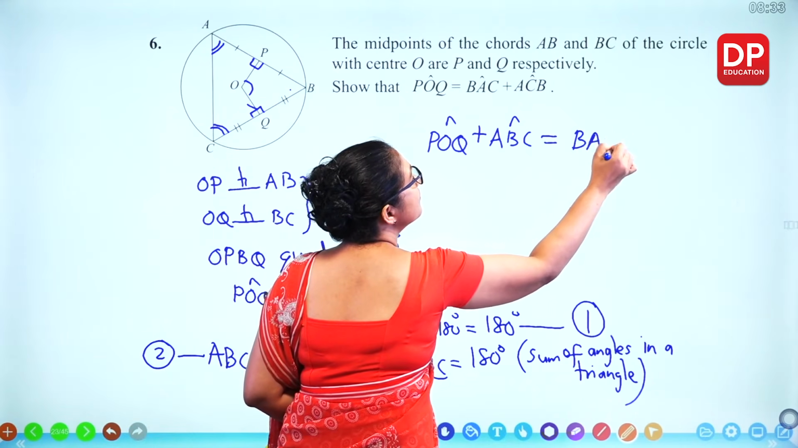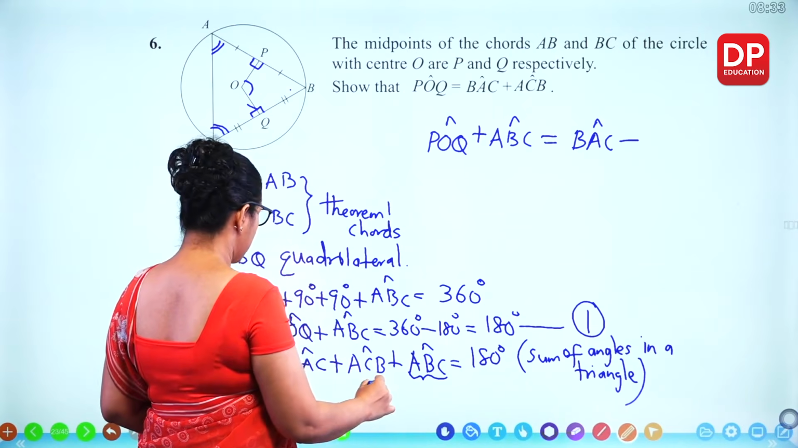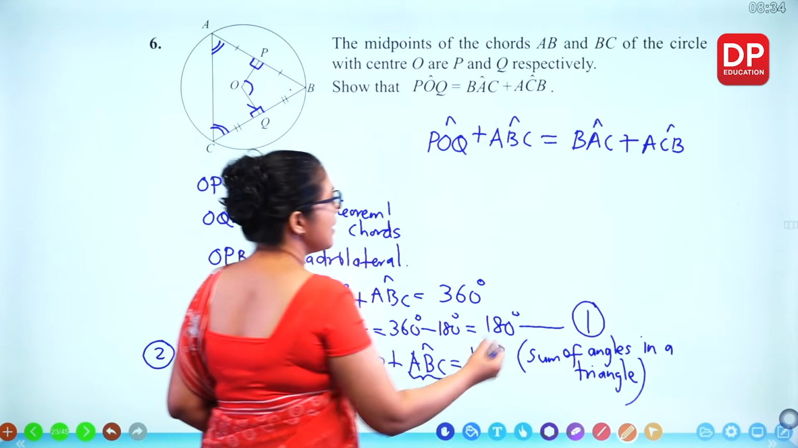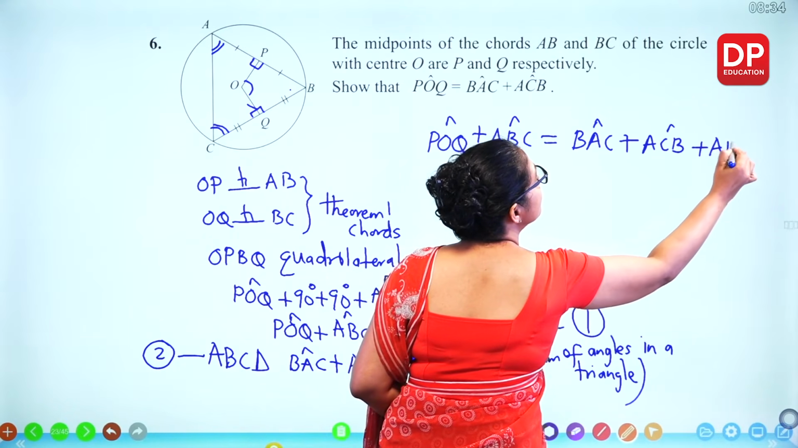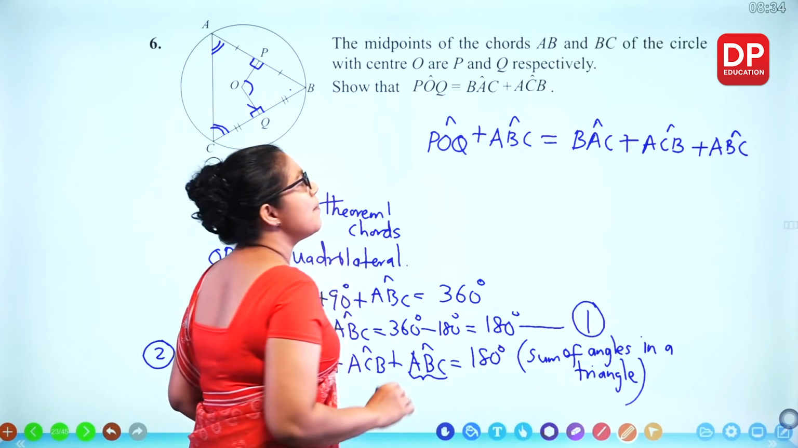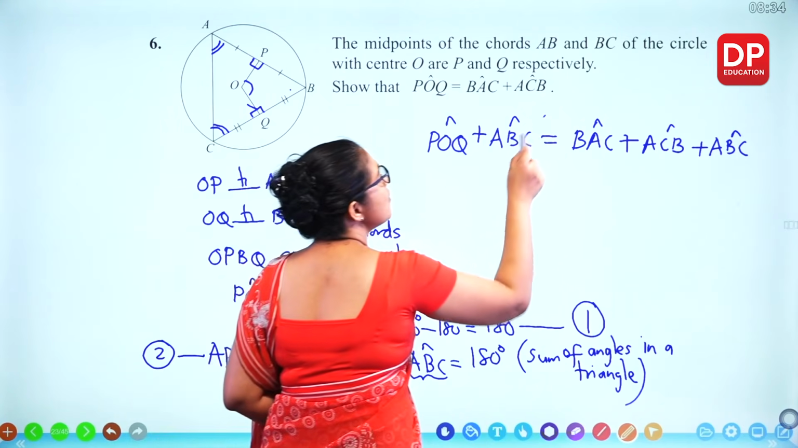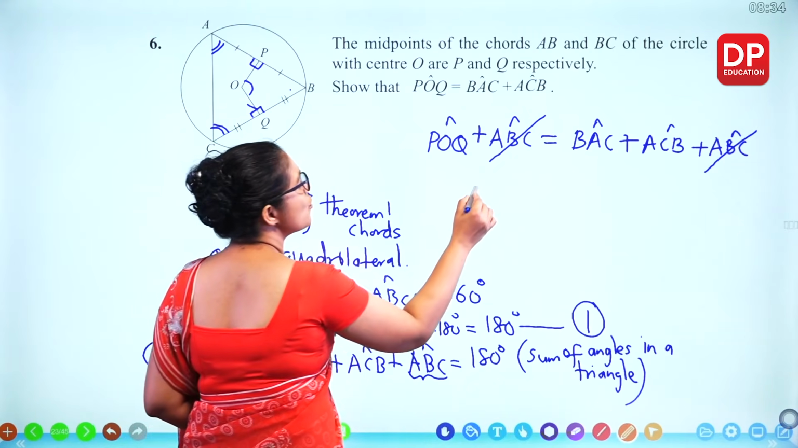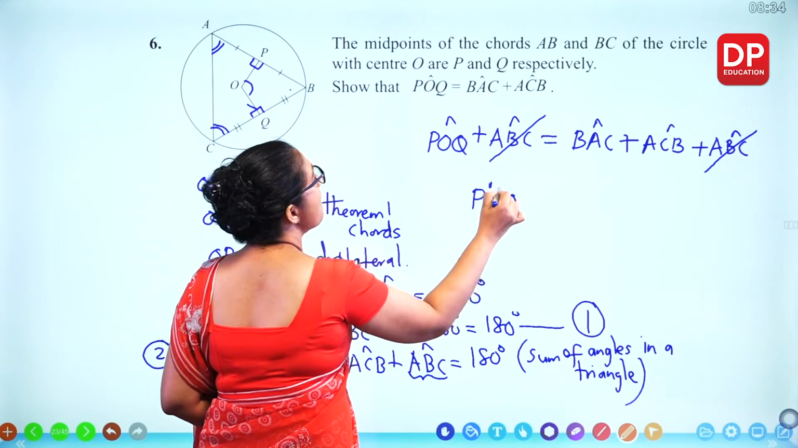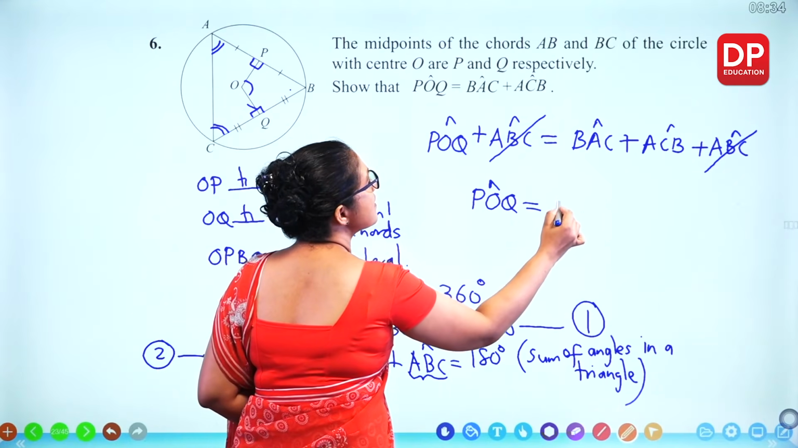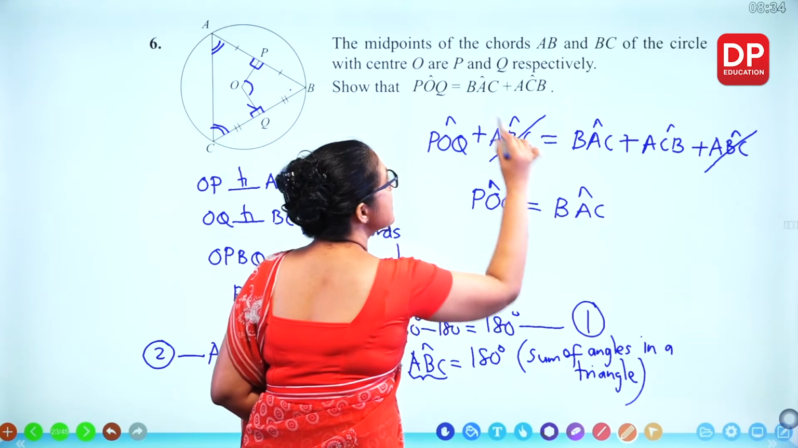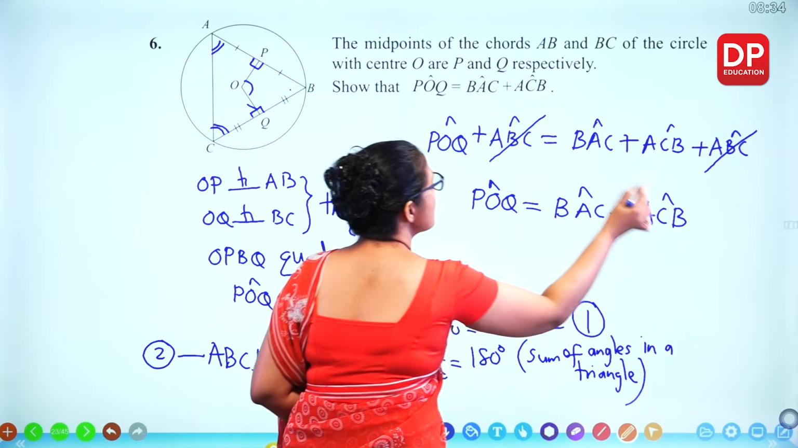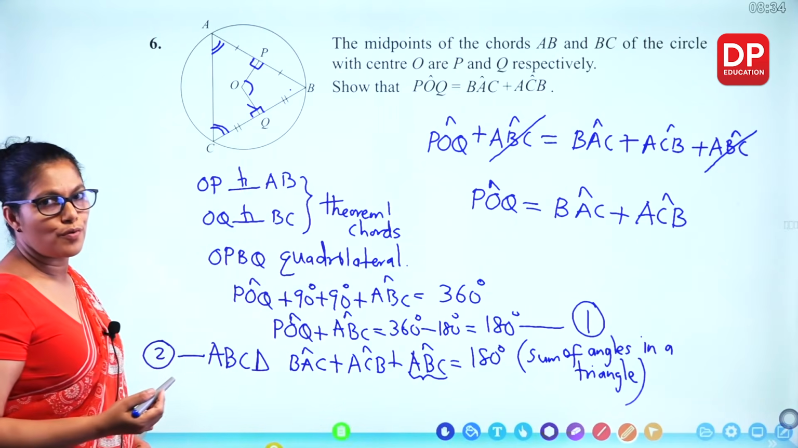BAC plus ACB and ABC. Now can you see ABC in both sides, you can subtract. So when you subtract these two, what do you get? POQ is equal to BAC plus ACB. So that's what we need to prove.